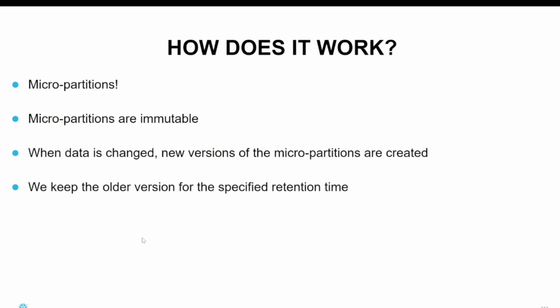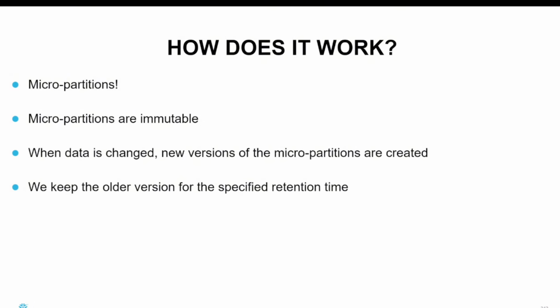So how does it work in Snowflake? As we have already talked about micro partitions, the data in Snowflake is stored in a concept called micro partitions, and micro partitions are immutable. Whenever the data is changed, a new version of micro partitions is created. Snowflake does not go and update the same micro partition where the data is sitting.